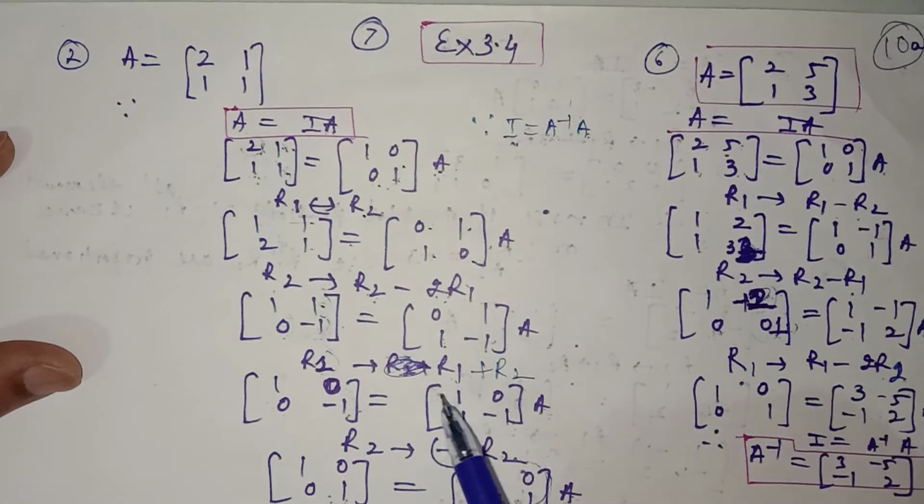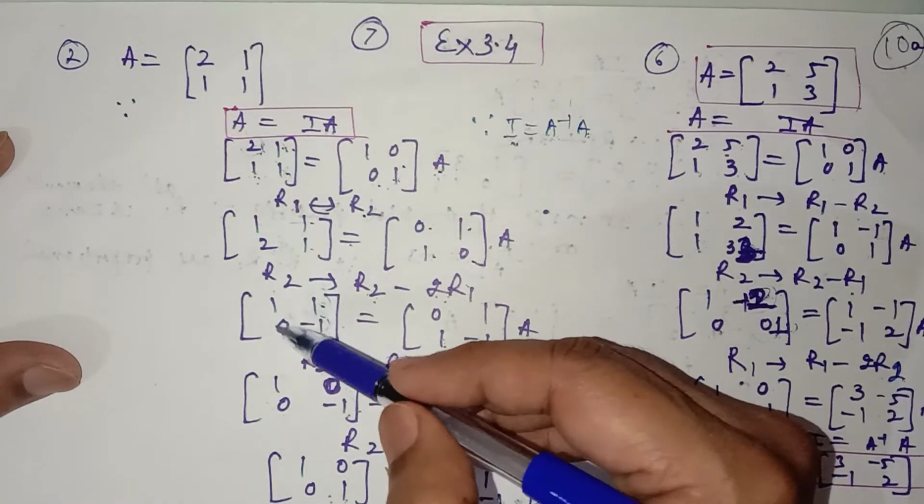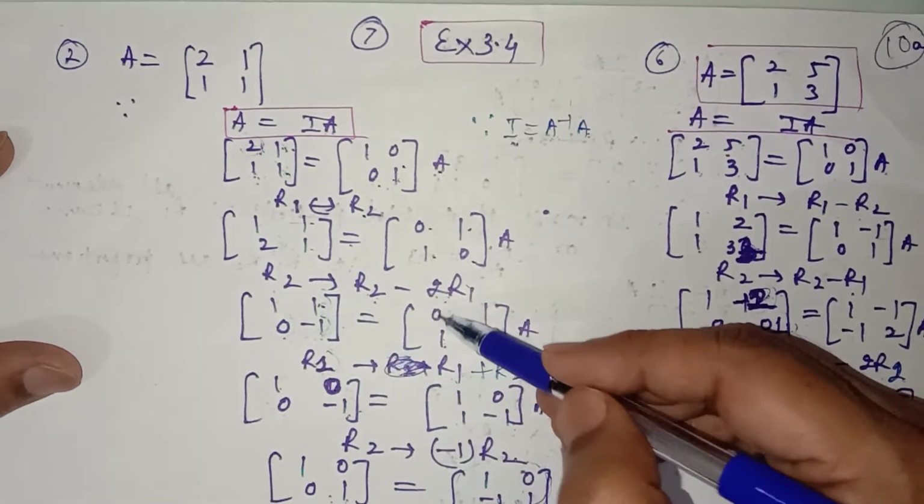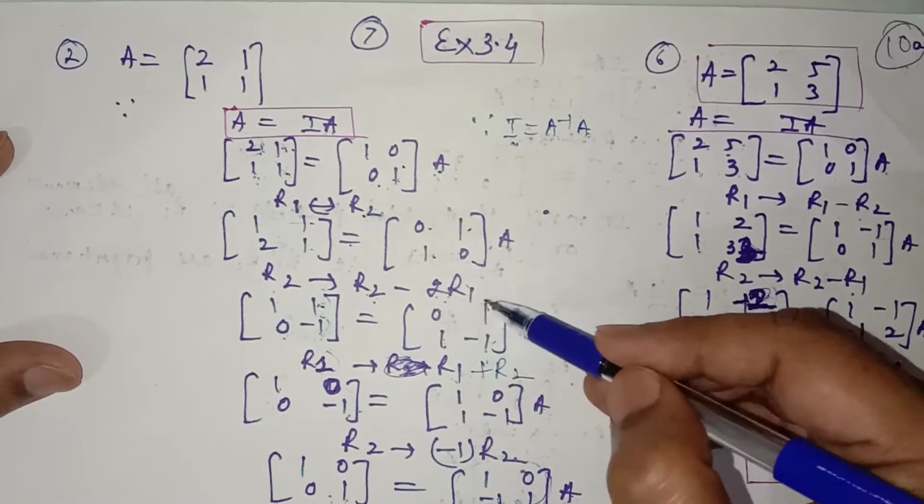So R1 is equal to R1 plus R2. You will get R1 is equal to R1 plus R2. It will be 1. R1 plus R2 you will get 0. R1 plus R2 get 1. R1 plus R2 will get 0 here.